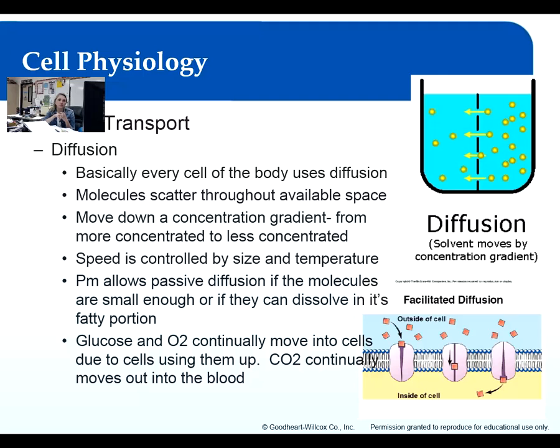So look, it says glucose and oxygen continually move into cells because the cells use them up. You've got this membrane, the outside of the cell, and they're constantly pulling in oxygen and glucose because the cells, in order to make energy, are using up the oxygen and the glucose. So there's constantly less concentration of glucose and oxygen inside the cell than outside the cell because it's constantly using it. So there's no more available.